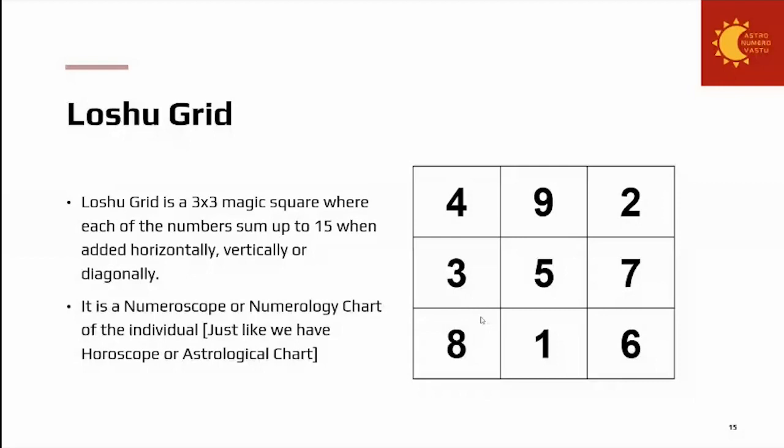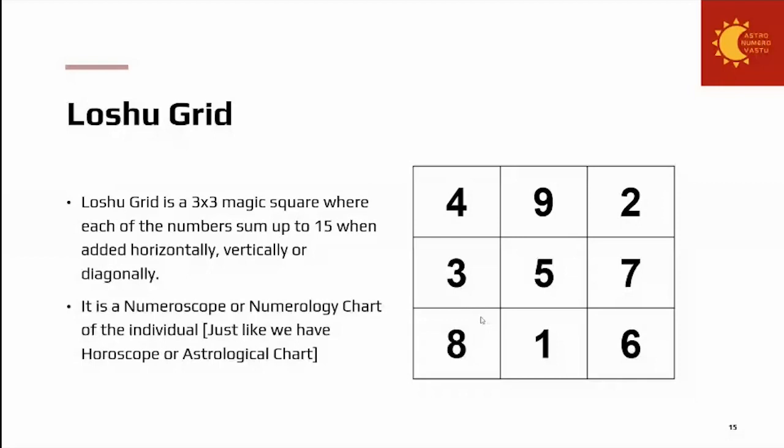4 plus 9 plus 2 is equal to 15. 3 plus 5 plus 7 equals 15. 8 plus 1 plus 6 equals 15. So this is horizontally. Now vertically, 4 plus 3 plus 8 gives 15. 9 plus 5 plus 1 gives 15. 2 plus 7 plus 6 again gives 15. Now across the 2 diagonals, 4 plus 5 plus 6 gives 15, and 2 plus 5 plus 8 gives 15. So when we sum up the numbers across the rows, columns or diagonals, it gives the sum as 15. So this is a magic square.